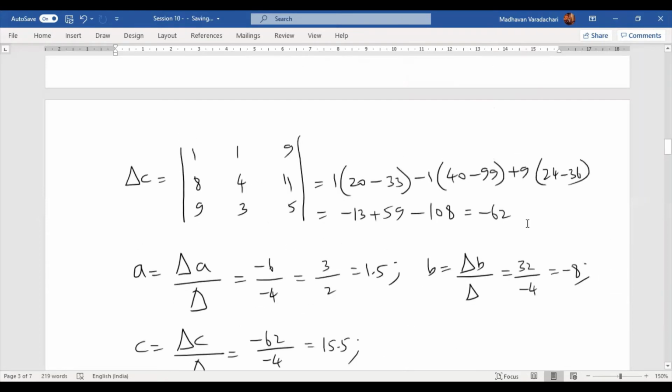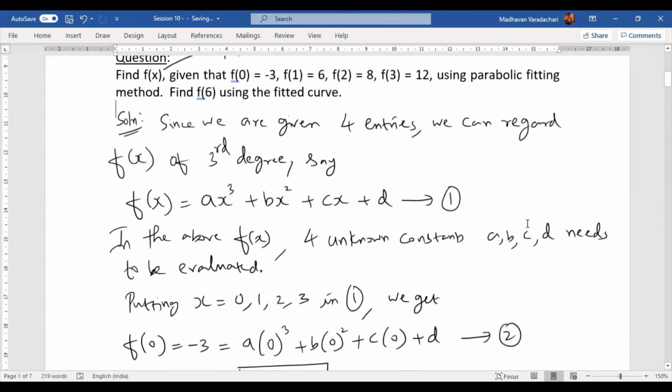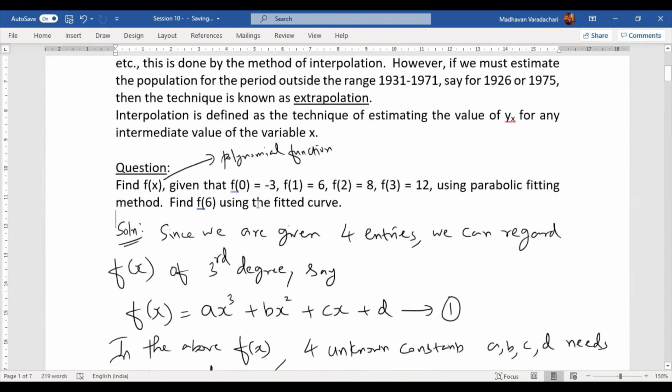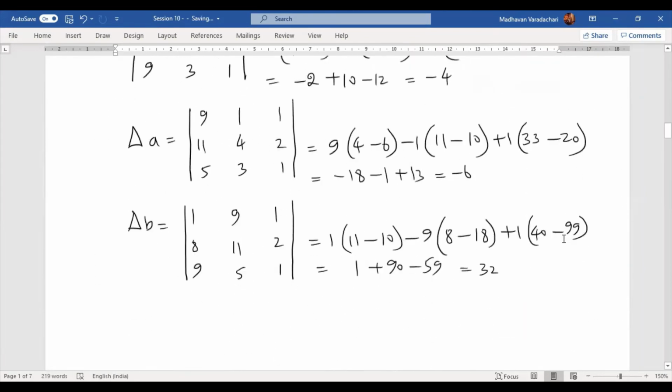We can browse whatever values are given in the beginning in the question. If x is 0, f of x is given as -3. If x is 1, it is given as 6. If x is 2, it is given as 8. If x is 3, it is given as 12. If x is 6, it should definitely be increasing. We are getting an increased value.